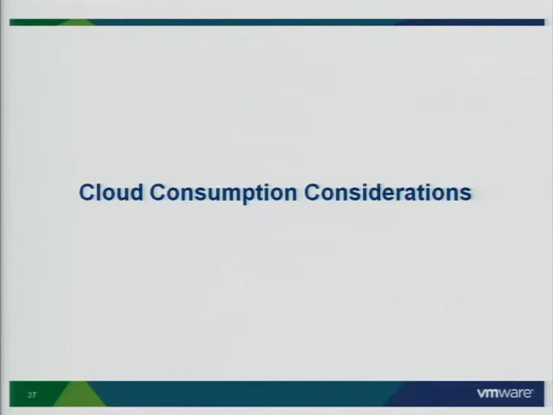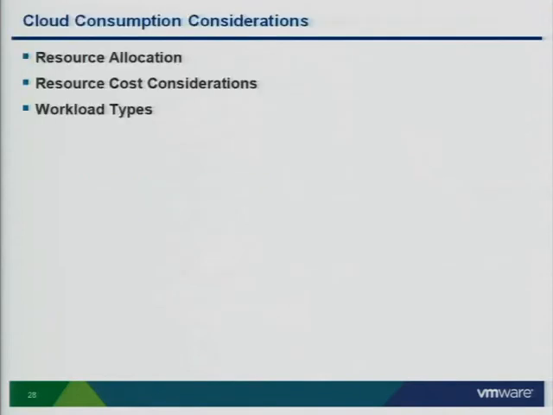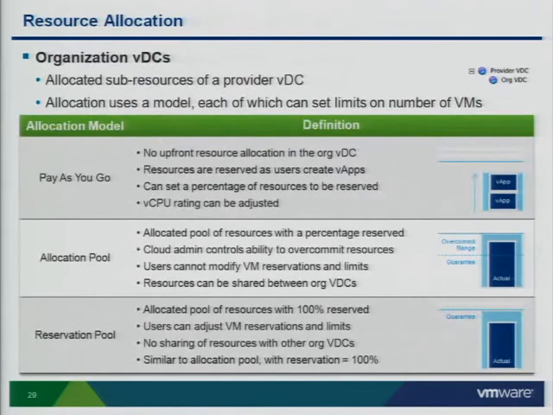Okay, so we've talked about architecting your cloud, and what's important now is to consider how to actually consume the resources that we've set up. So we're going to talk about resource allocation and costing models. Earlier, John talked about provider VDCs being how you aggregate your vSphere resources and provide them to your organizations for them to consume. When you carve up or subdivide the provider VDC resources, you create organization VDCs, and you have one of 3 choices that you must select.